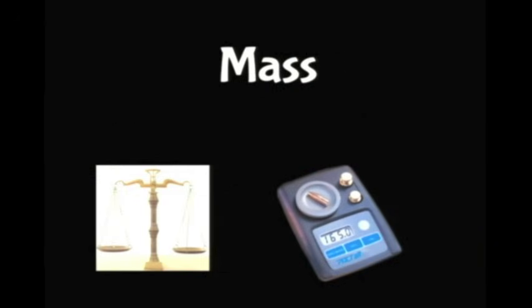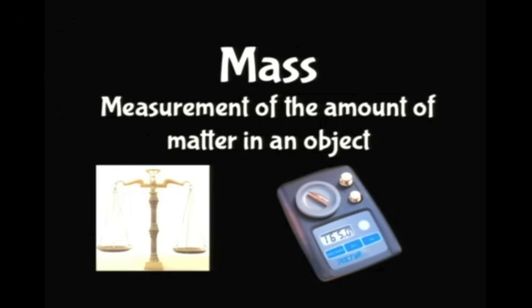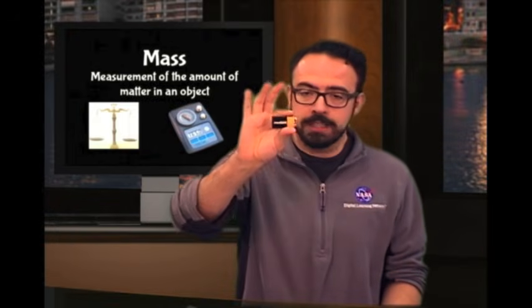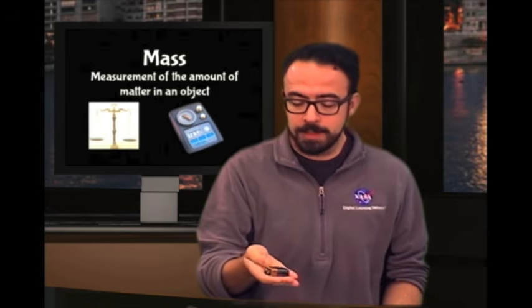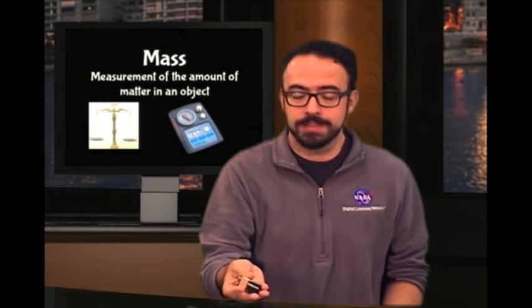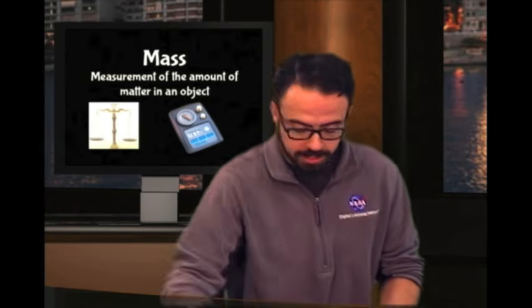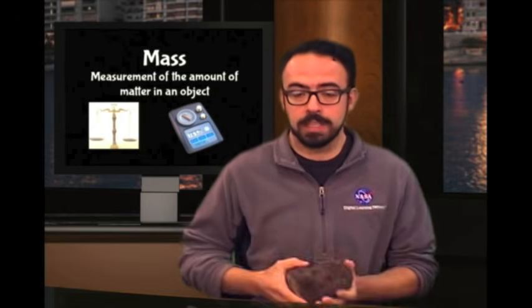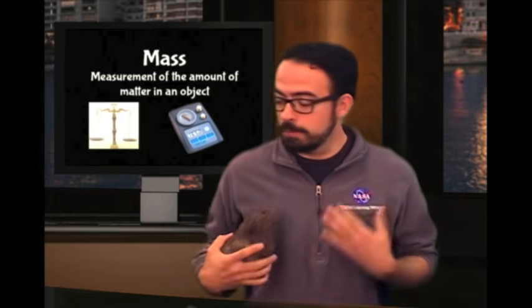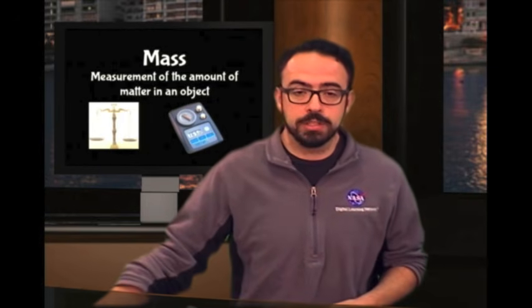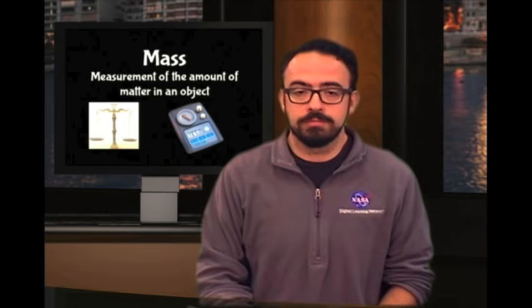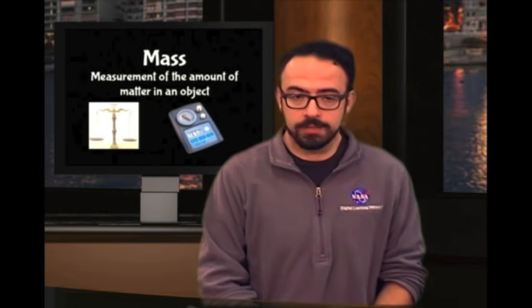Mass is simply a measurement of the amount of matter in an object. For example, I have a small battery here, and if I were to measure this battery on a scale, I could measure its mass. If I took a larger rock, put it on a scale, I would be able to measure its mass. And if I put myself on a scale, I would find out that I have even more mass than either of these objects.